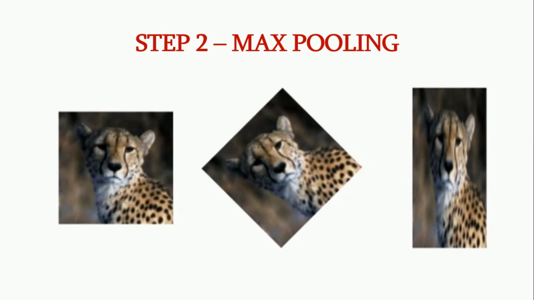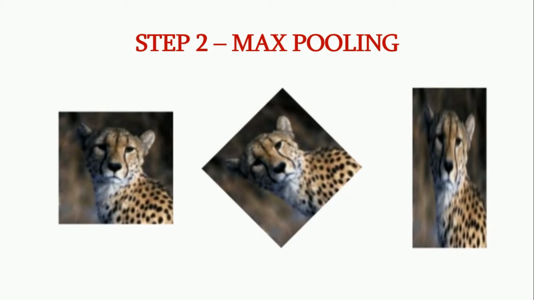Step 2. Max pooling. A pooling layer is another building block of a CNN. Its function is to progressively reduce the spatial size of the representation to reduce the number of parameters and the computation in the network. The pooling layer operates on each feature map independently. Types of pooling: there are three types of pooling: mean pooling, max pooling, and sum pooling. Our main focus here will be max pooling.